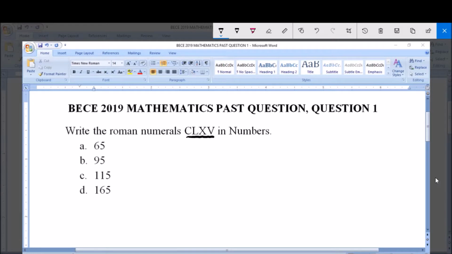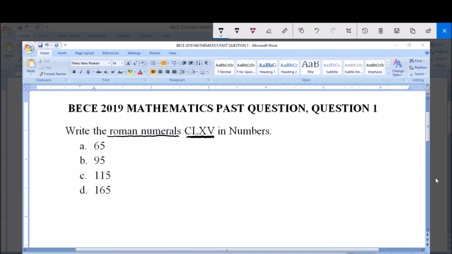Now I want you to understand that Roman numerals is a numbering system, and it is usually practiced by the Romans. And because of its importance in mathematics, it has been introduced in our curriculum. So it is very important we understand and know these Roman numerals. Roman numerals simply represent numbers using alphabets, and these alphabets are in capital letters.